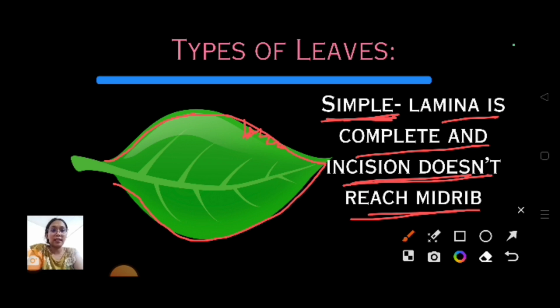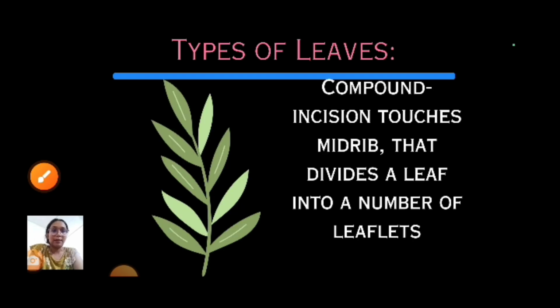There can be patterns like this also in some leaves. The incision means getting inside. It is not getting inside and touching the midrib, and it is not separating the leaf. So it's a complete leaf. That is called the simple leaf. Okay. Let's discuss the compound leaf.